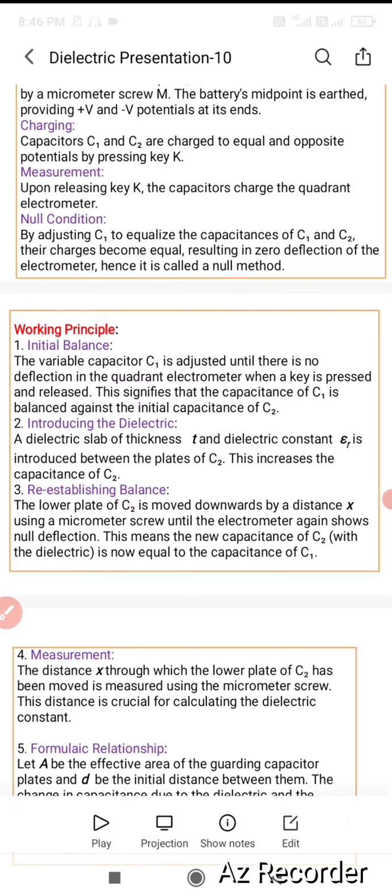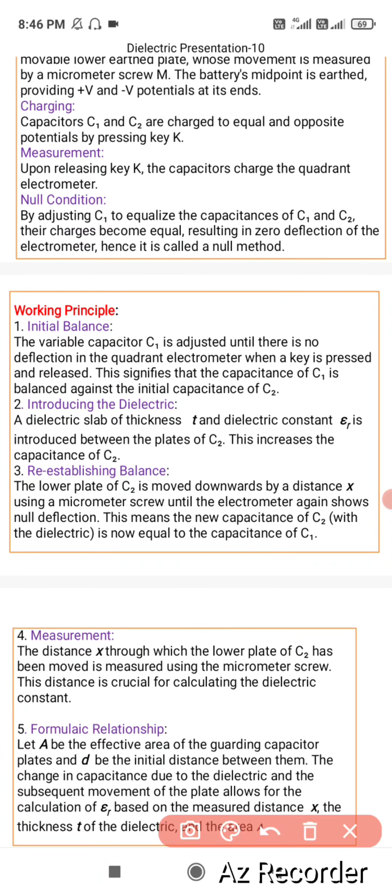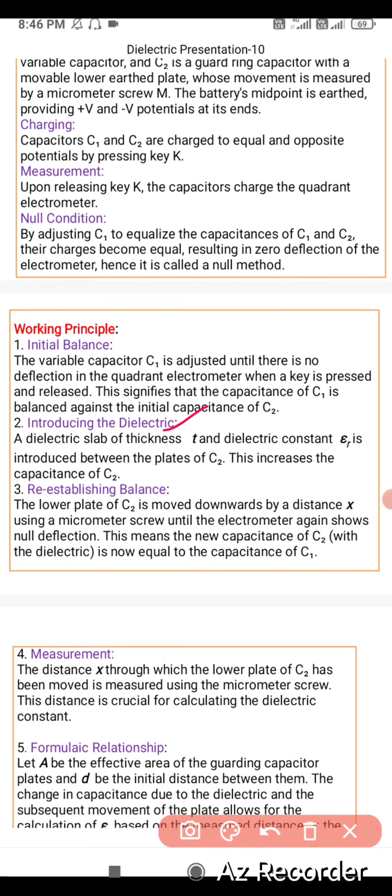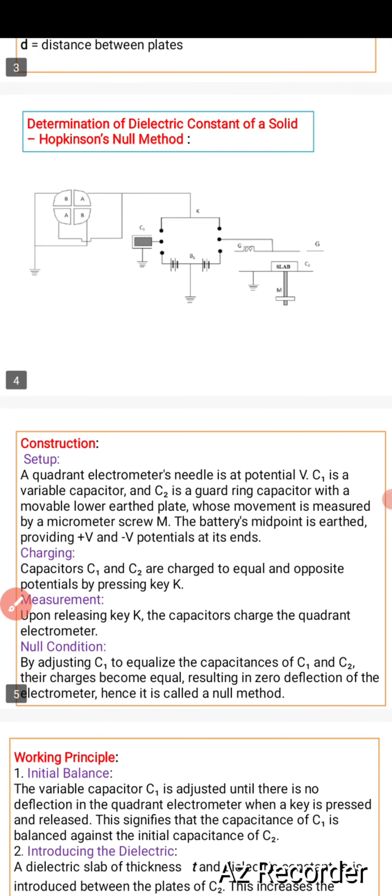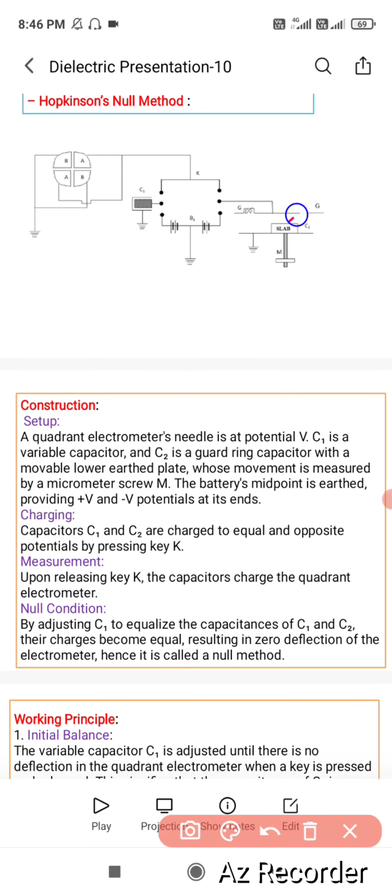Next, introducing the dielectric material. When a dielectric slab of thickness T and dielectric constant epsilon is introduced between the plates of C2, that increases the capacitance of C2. It means the capacitance of C2 increases, so capacitor 2 can store a larger amount of charge.